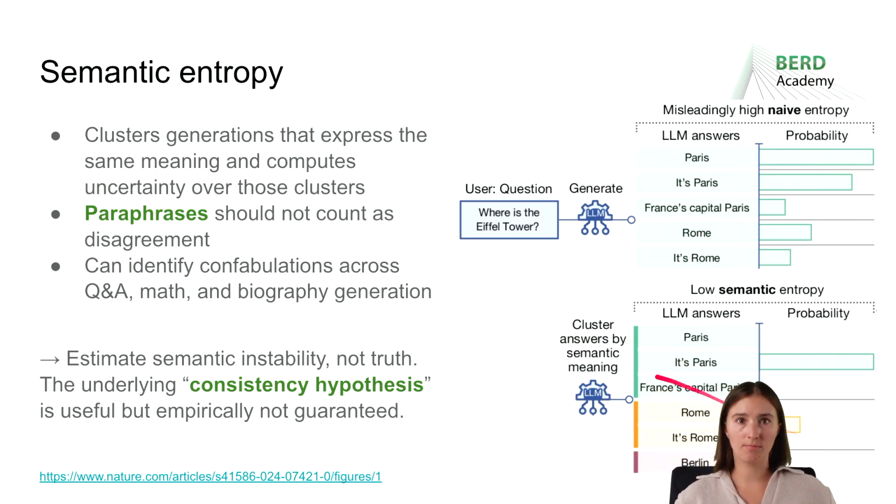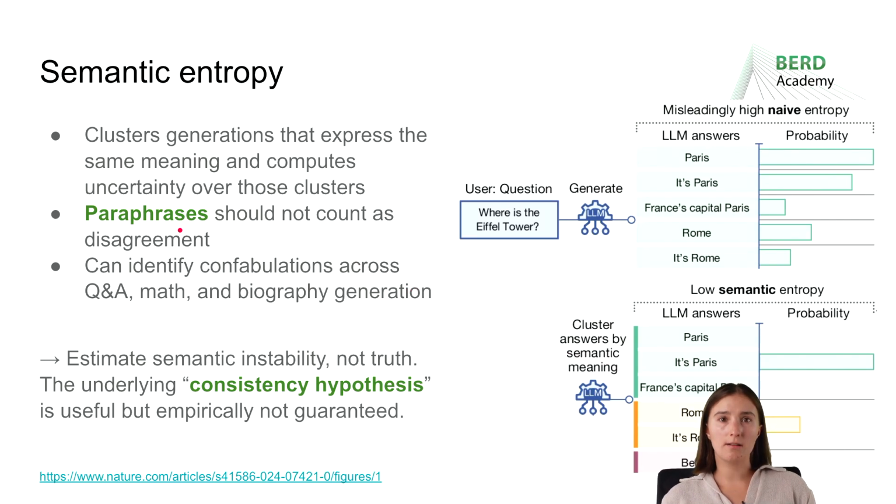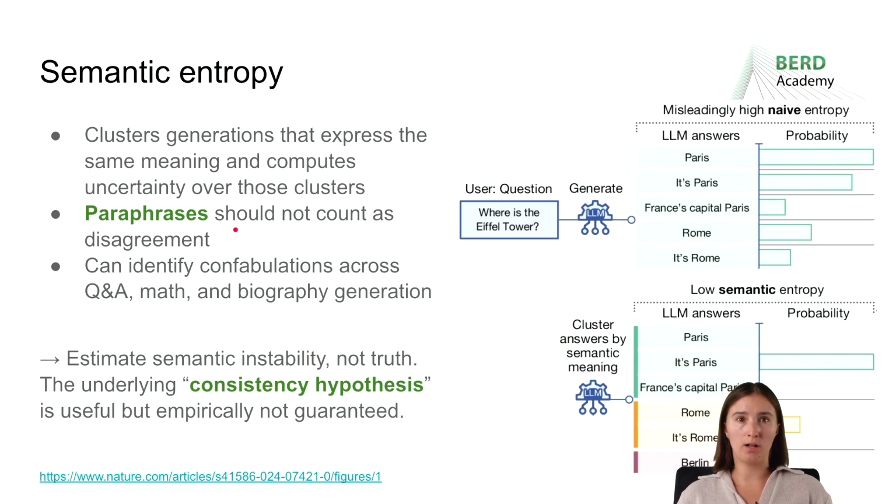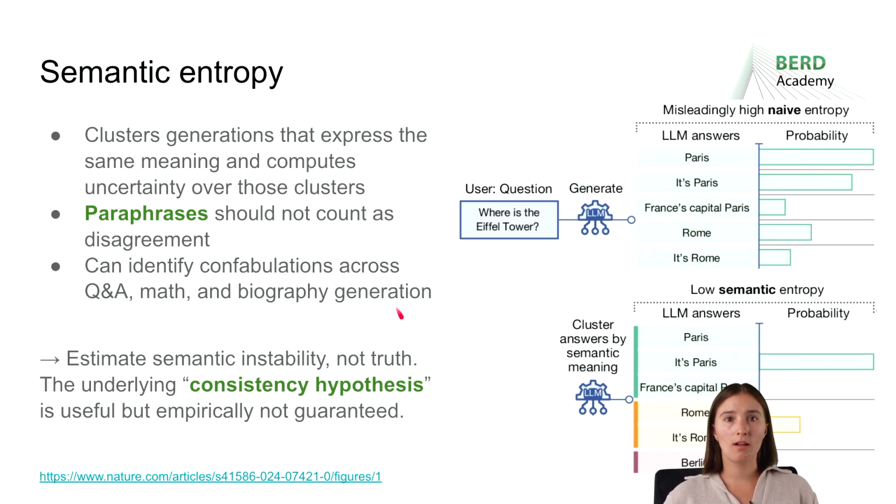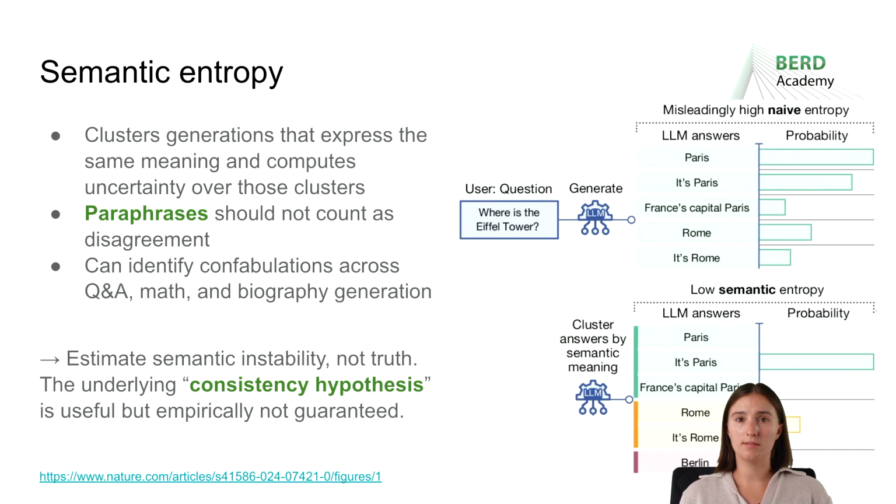semantic entropy. And the idea is that paraphrases should not count as disagreement, and this method was shown to work quite well to identify confabulations across question answering, math, or biography generations. Also, again, the caveat here is that semantic instability or stability does not represent true sentences. It just says that the LLM is generating semantically similar meanings in its outputs.